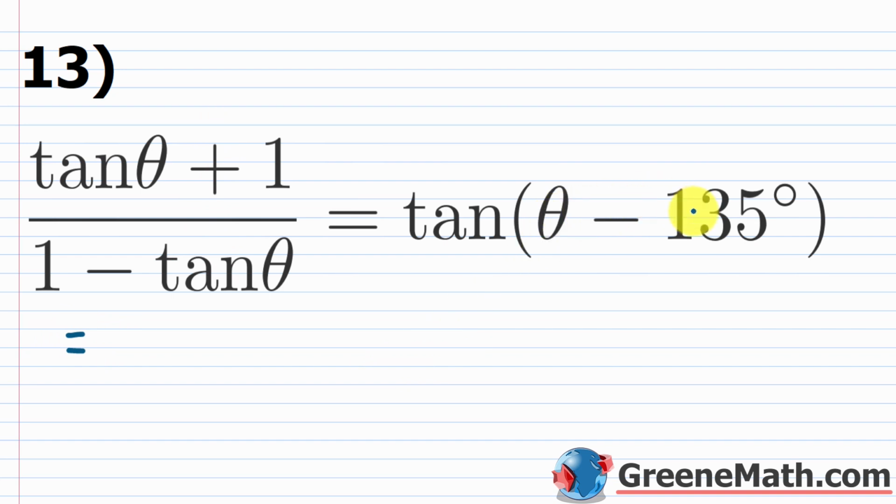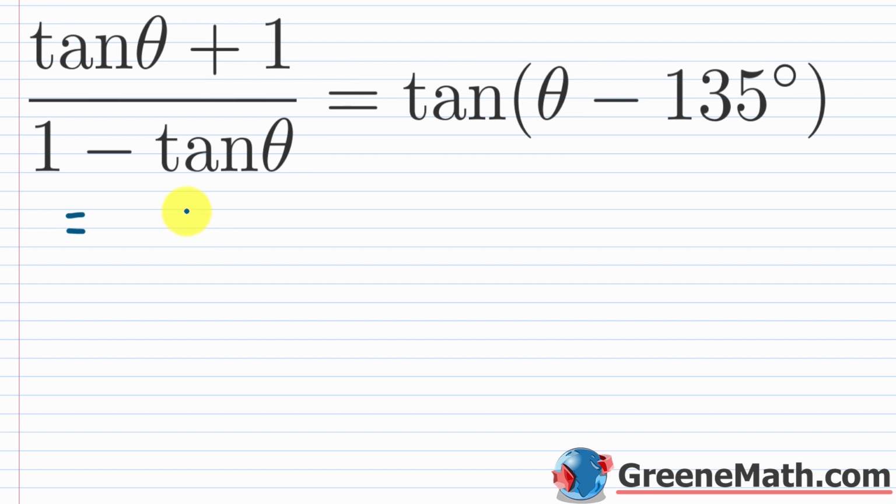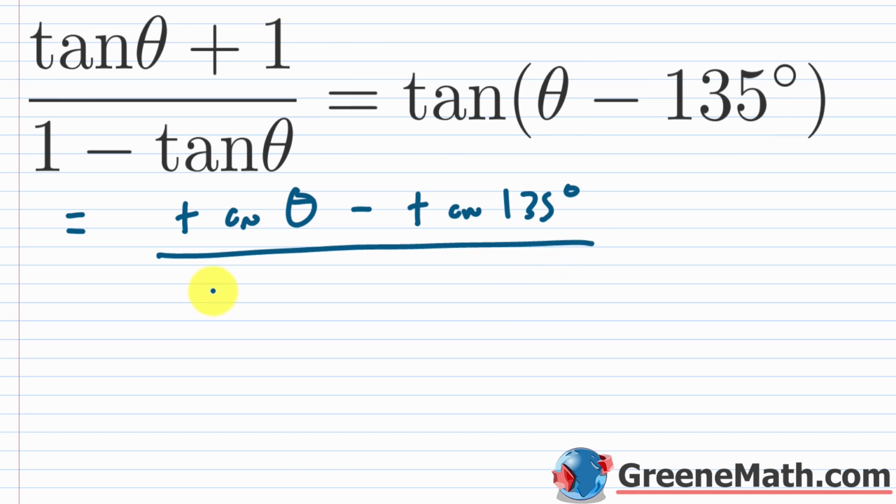And I'm going to use my difference identity for tangent. So let me scroll down just a little bit. And I'll start off by saying this is the tangent of theta. Again, this sign always matches. So this is a minus the tangent of 135 degrees. And then over, you're going to have your 1. And again, this sign is always different from this sign. So this is a plus. And you're going to multiply this by this. So the tangent of theta then times the tangent of 135 degrees. Now, we saw earlier that the tangent of 135 degrees is negative 1.